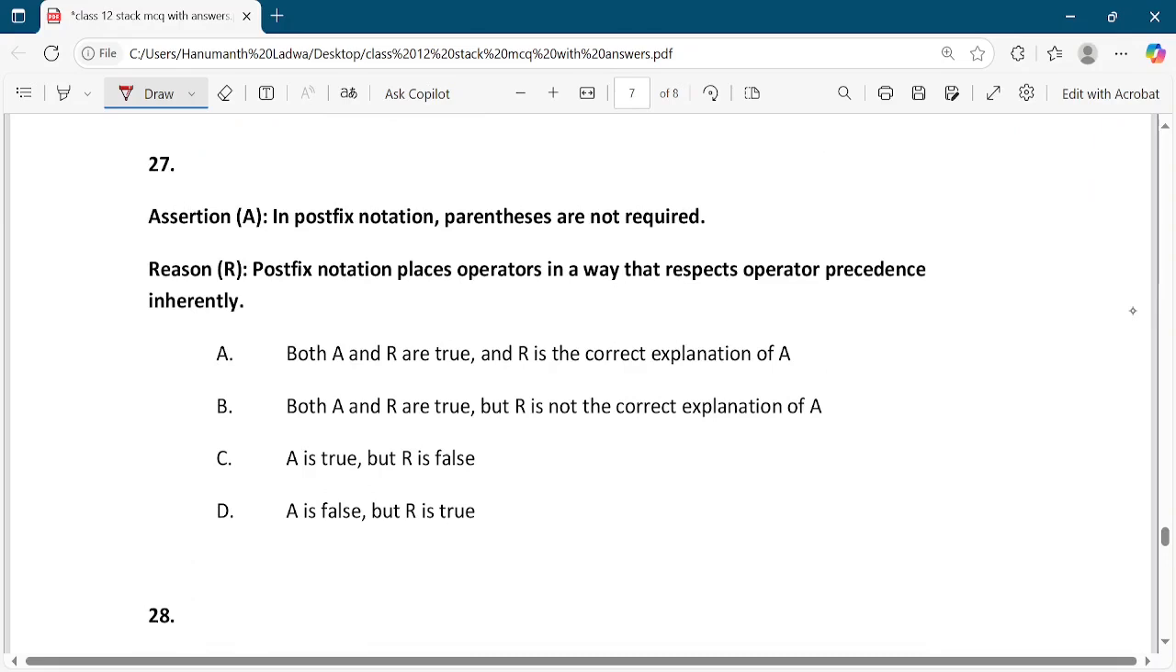Question number 27. Assertion A: In postfix notation, parentheses are not required. This statement is true. Reason R: Postfix notation places operators in a way that respects operators' precedence inherently. So this statement is also true. Here option A, both A and R are true and R is the correct explanation of A, is the right answer.